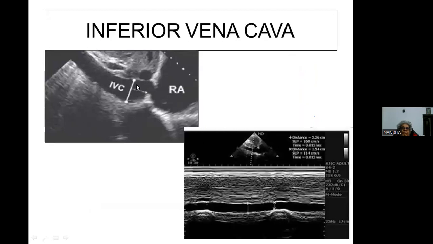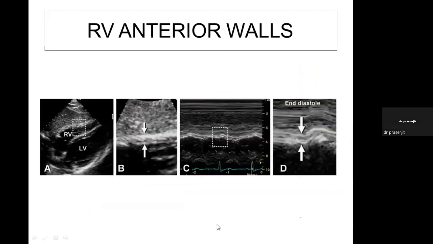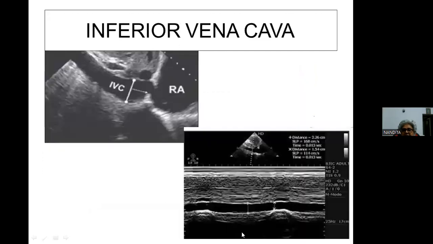You have measured the IVC in 2D. Now drop your cursor through that point and take an M-mode tracing. Whenever you've taken an M-mode tracing, you will get a largest diameter. Same as with the left ventricle: feed in the largest diameter, and feed in the smallest diameter.